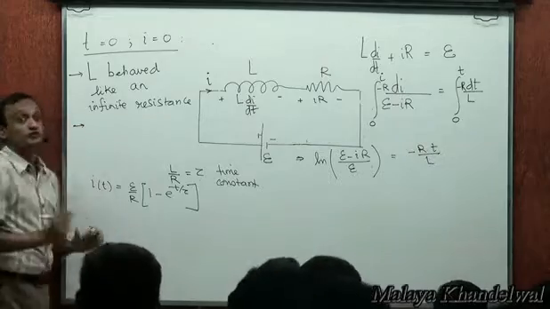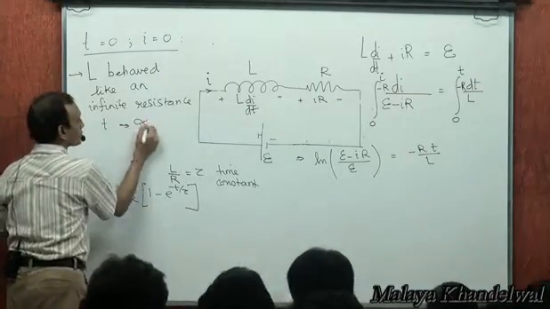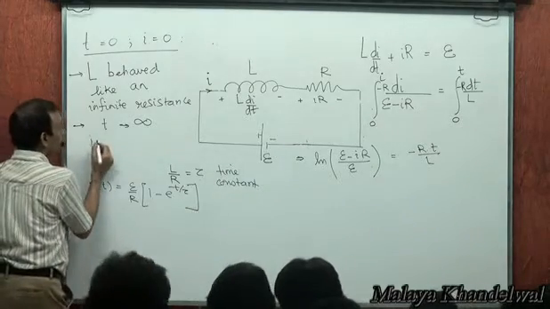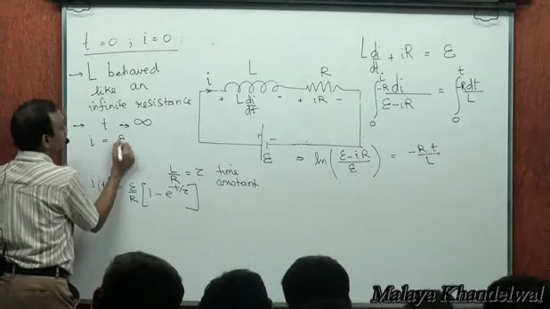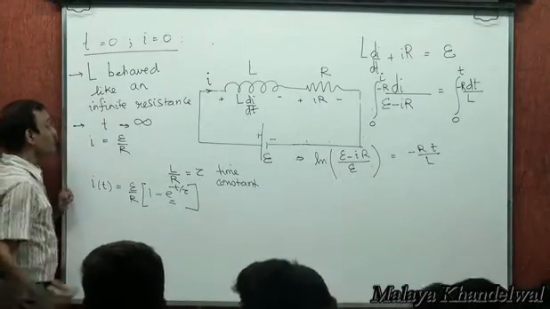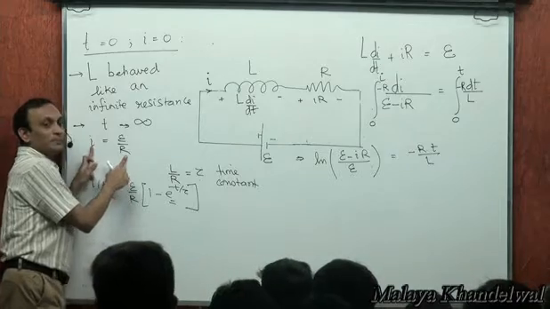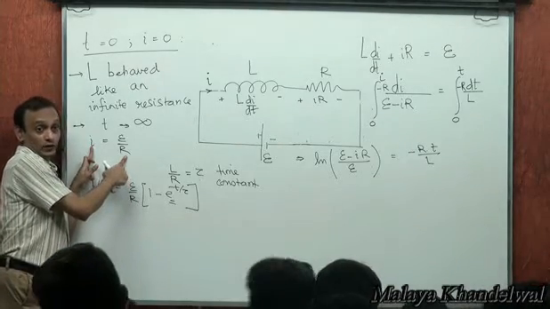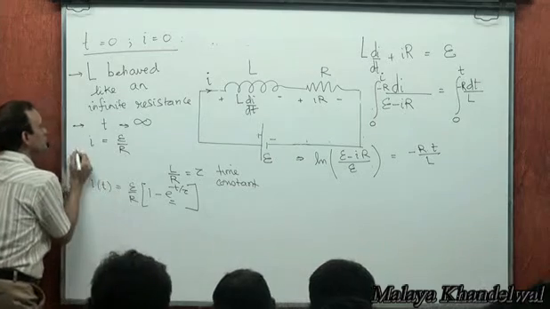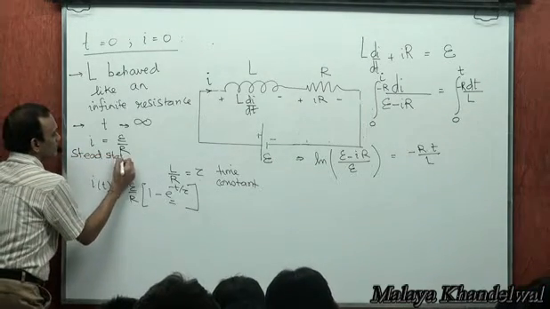Now, after a very long time, realize that I becomes equal to epsilon by R, because this will become 0, right? That means after a very long time, current became epsilon by R and stood there. So this was the steady state condition for the LR circuit. This was referred to as the steady state for the LR circuit, the steady state current.